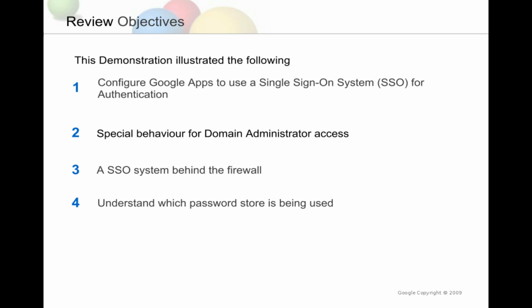In this particular example, we looked at an SSO system behind the firewall, which added a few additional complexities. One, when the SSO is behind the firewall, the user will need to either be behind the firewall to access the SSO, or if they're outside the firewall, they'll need a VPN connectivity into the system, so when they access Google Apps, the redirection will direct them to the resource behind the firewall.